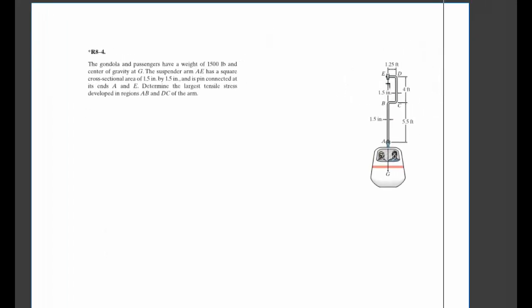All right, so this is problem R8-4. As we enter into November, getting closer to December, we're hitting the snow season, and so it's nice to have a problem that relates to real life.